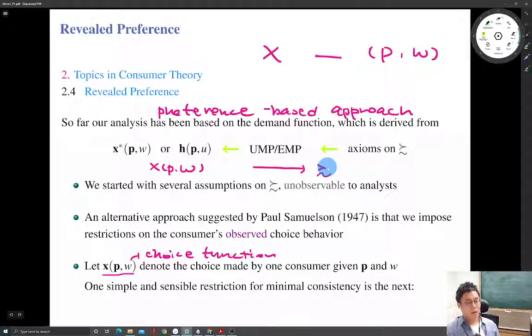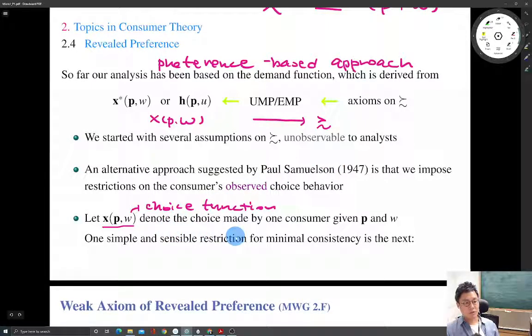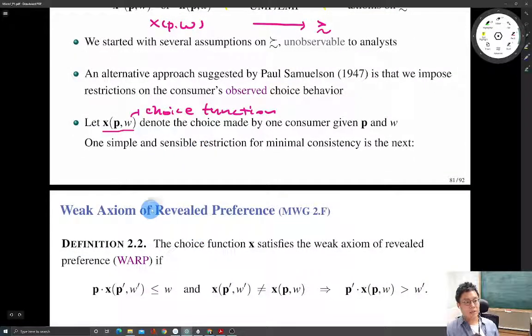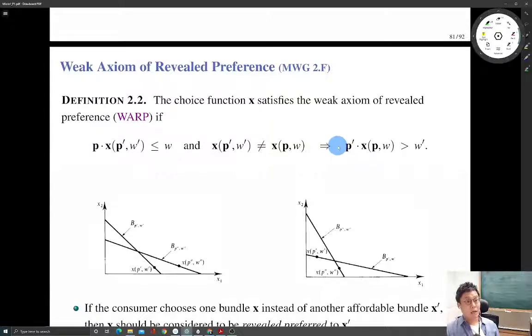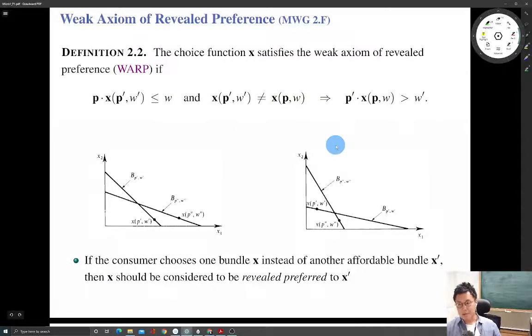Okay? And we are going to make just one assumption on this choice function. That is known as the weak axiom of revealed preference. Okay? That is a very simple and sensible assumption, and that is necessary for minimal consistency. Okay, so I think you guys have seen this weak axiom when taking intermediate-level microeconomics, but the formal definition also shows up in Mas-Colell, Whinston and Green in chapter 2.F. Okay, now let me remind you of this definition.